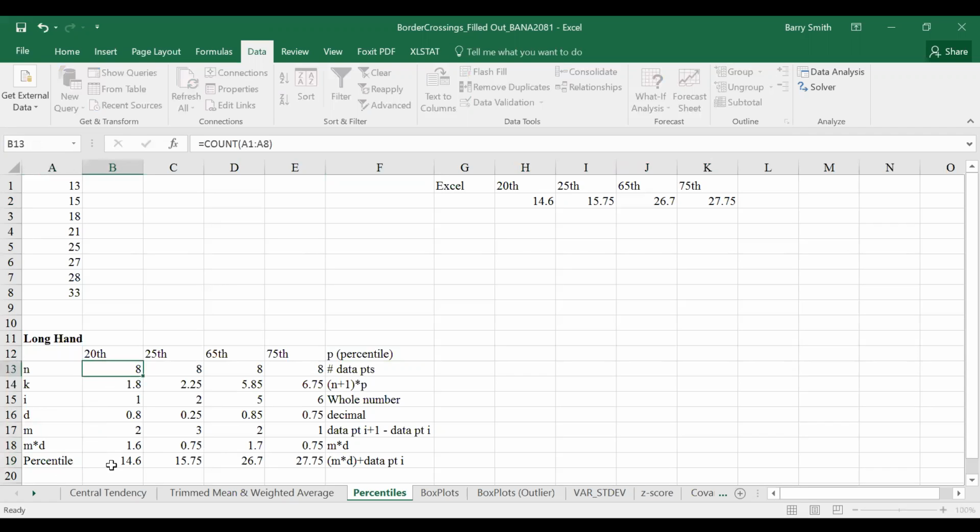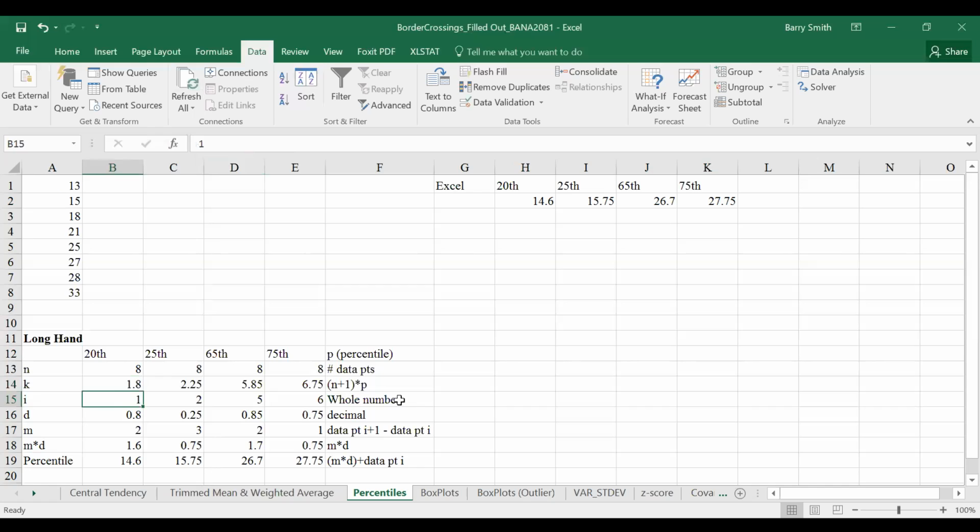All right, so number of data points. Well, that's 8. There's 8 data points here. K, that's going to be n, which is 8 plus 1, so that's 9, times p. In this case, p is 0.2, so 9 times 0.2 is 1.8. And we can do it by using the equation up here. So we're going to take B13, which is the 8, plus 1 times 0.2, and that gives us our K.